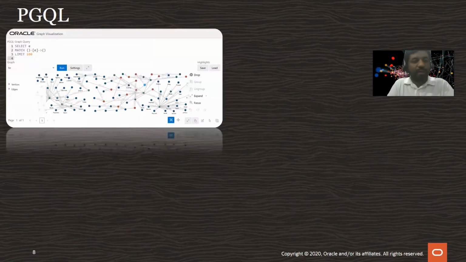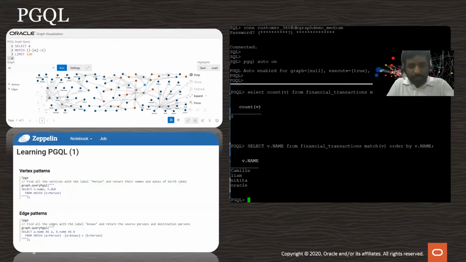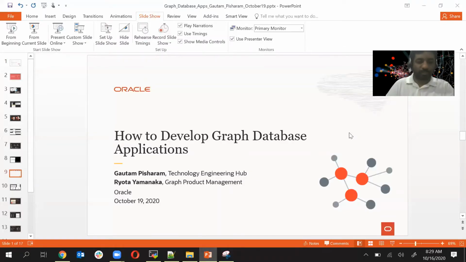The PGQL commands can be written in multiple ways. You can leverage the graph visualization GUI to write the PGQL queries. You can also write the PGQL queries in the graph shell, and you can also leverage the Zeppelin notebook as well, right? The graph query language will directly fetch from the in-memory graph. Let's quickly get into the first demo.